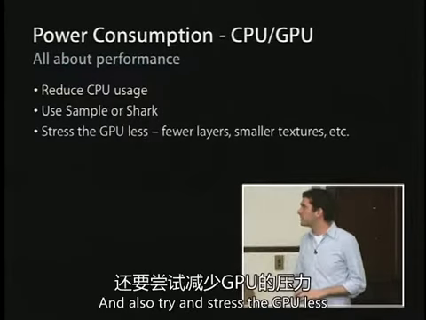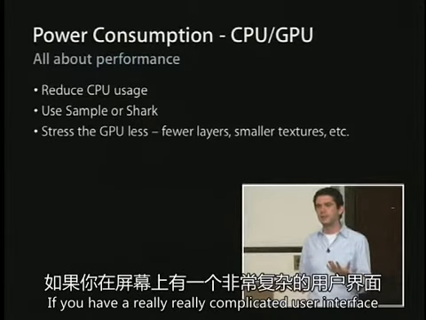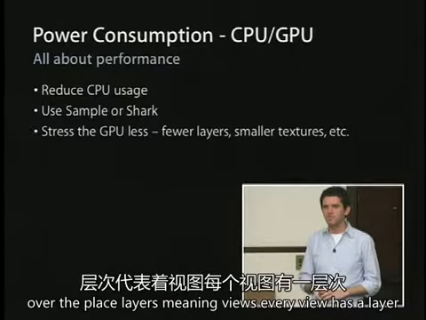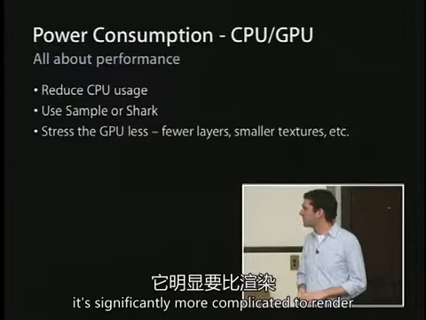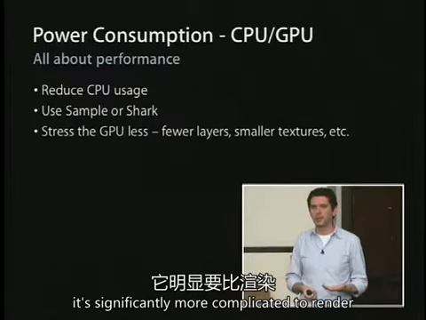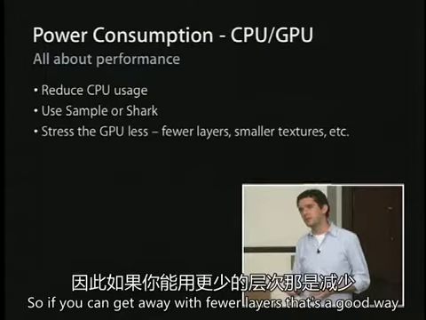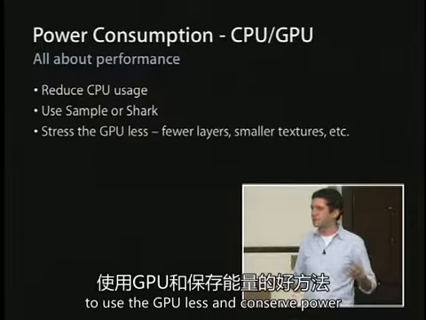And also try and stress the GPU less for pretty much the same reason. If you have a really, really complicated user interface on screen that's got tens and tens of layers all over the place, layers meaning views, every view has a layer, it's significantly more complicated to render than a screen that has maybe only 5 layers. So if you can get away with fewer layers, it's a good way to use the GPU less and conserve power.